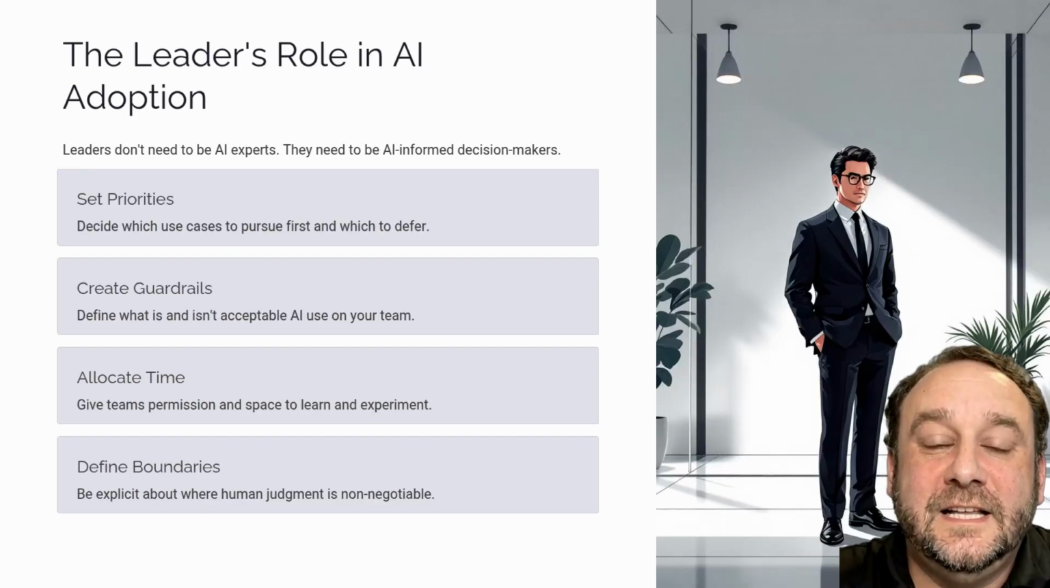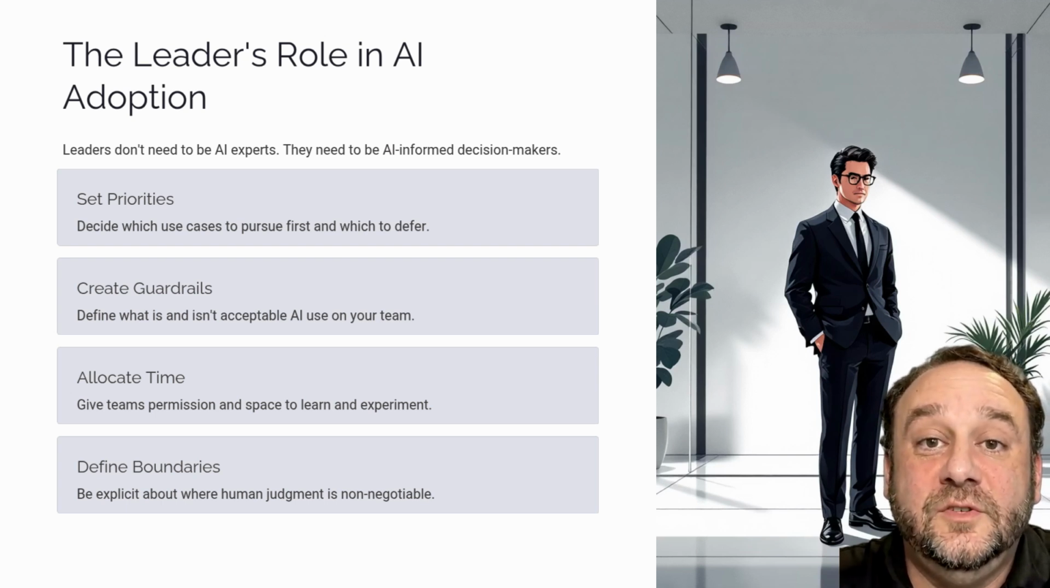Leaders play a central role in AI adoption because they shape the environment in which adoption happens. Their job is not to know every technical detail. Their job is to create clarity, direction, and accountability. That begins with setting priorities. Leaders decide which team problems are worth solving and where AI should be tested first. They also create guardrails so people know what is appropriate, what requires review, and where AI should not be used.